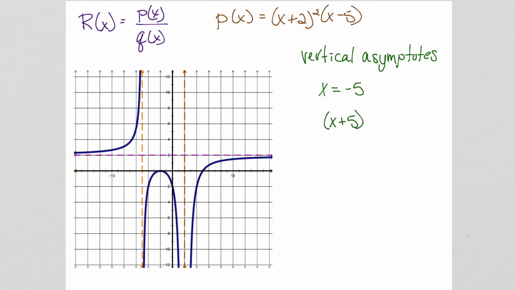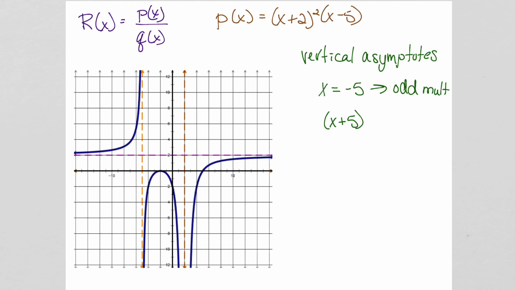Now, how do we tell the multiplicity from the bottom? It's similar to cross and touch, because at x equals negative 5, it's going up and down. So that's kind of like a cross. So that means that there is an odd multiplicity. So we can just leave our exponent at 1.